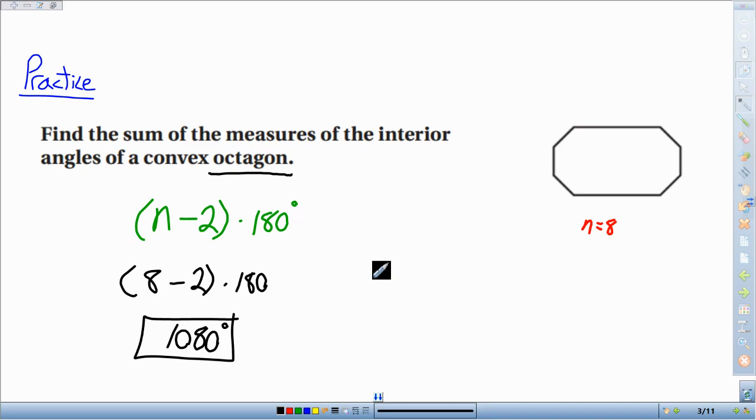It's a good one because this is not something I expect you to memorize, with all of these polygons with different numbers of sides. What do these angles add up to? It's a really simple formula. Plug it in and you can figure it out.